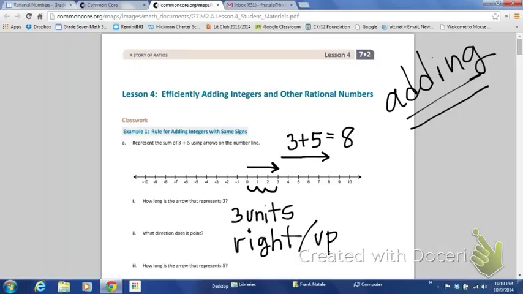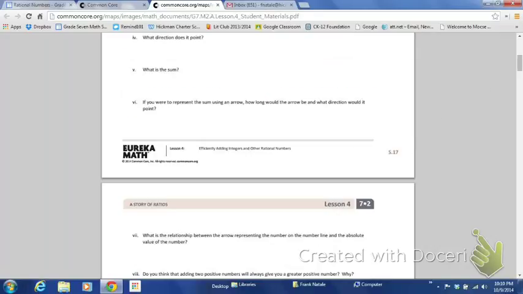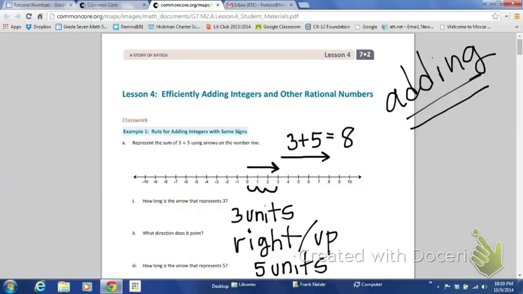In number 3, how long is the arrow that represents 5? It is 5 units. There is one other question in between: in what direction does it point? That's number 4, and of course that's to the right as well, because it is a positive move.